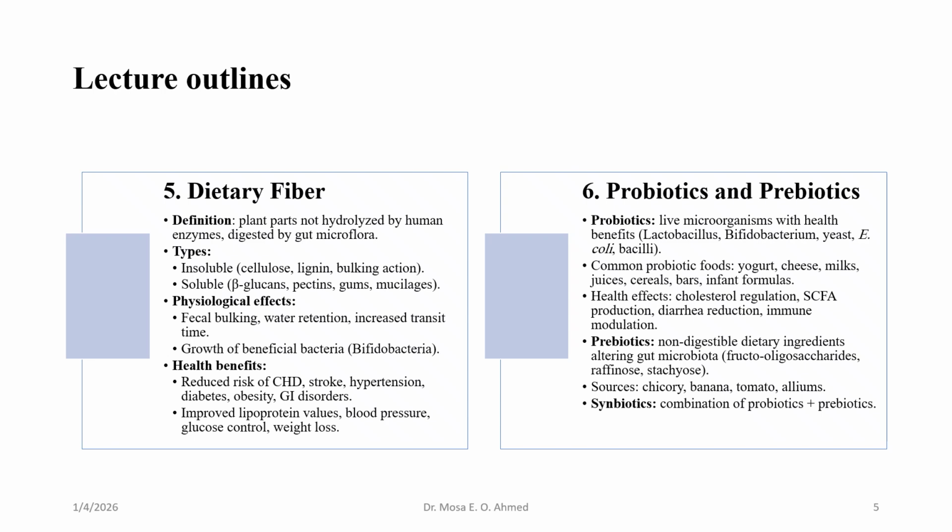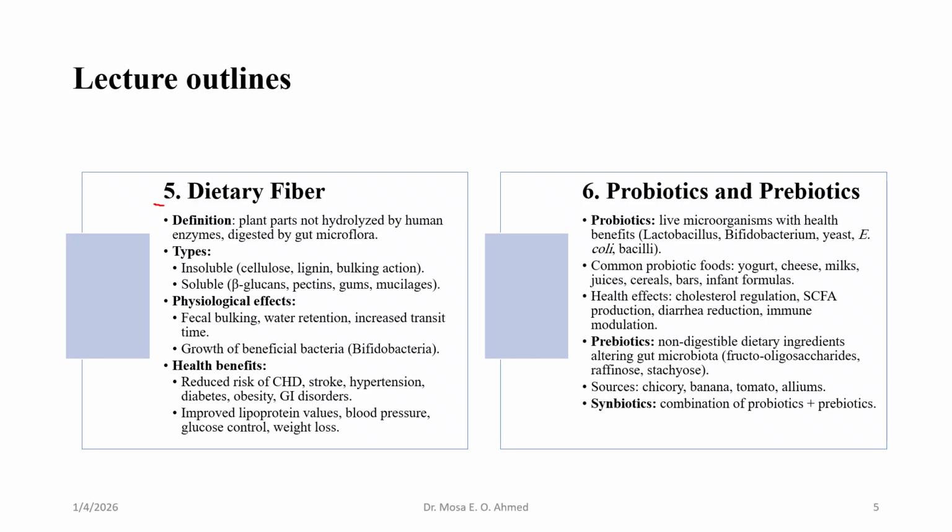The fifth outline title in this lecture is about dietary fiber. Dietary fiber is a type of nutraceutical and is defined as plant part not hydrolyzed by human enzymes and only digested by gut microflora. Examples of dietary fibers include insoluble fibers such as cellulose, lignin, and bulking action. And the second type is soluble fiber such as beta glucans, pectins, gums, and mucilages.